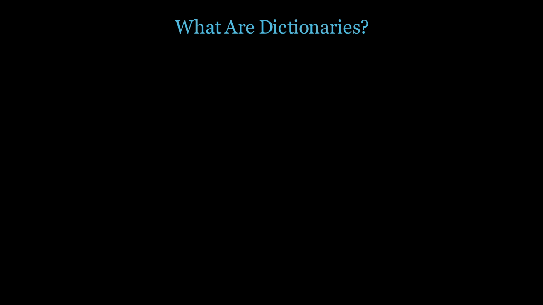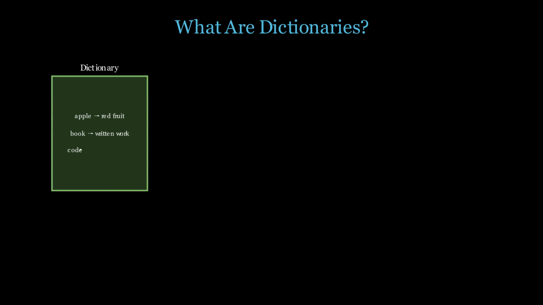Dictionaries are Python's built-in mapping type. Unlike lists that use numerical indices, dictionaries use meaningful keys to access values. Think of them as real-world dictionaries where words are keys and definitions are values. In a physical dictionary, you look up a word to find its meaning. Python dictionaries work the same way, you provide a key and get back the associated value.